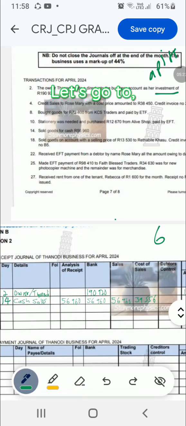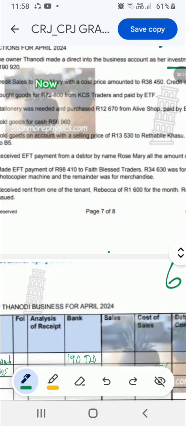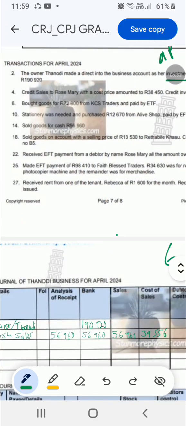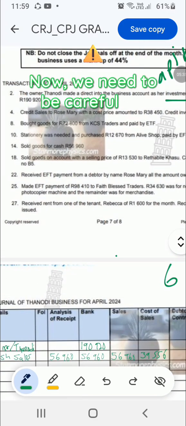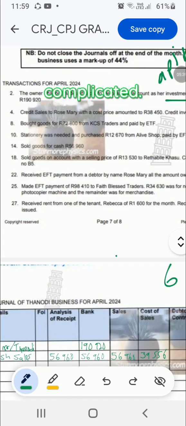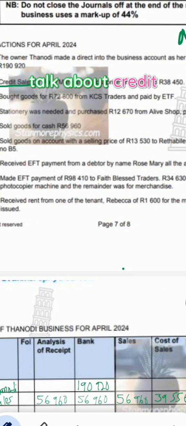Let's see. Okay, yeah, we can record it. Now we need to be careful here, so that this might not be that complicated. Now let's look at all the debtors. Let's go to number 4. Number 4, they talk about credit sale. Credit is a loan.